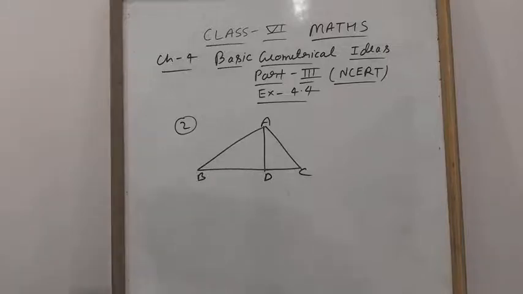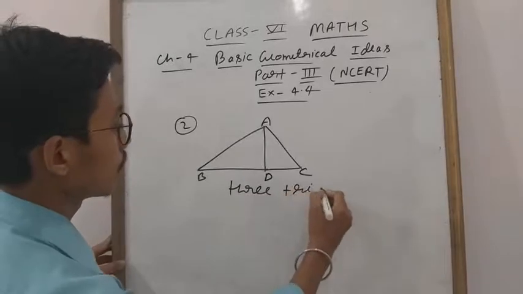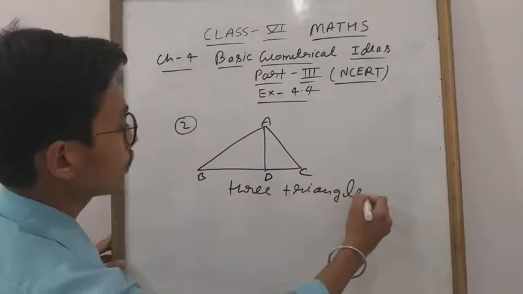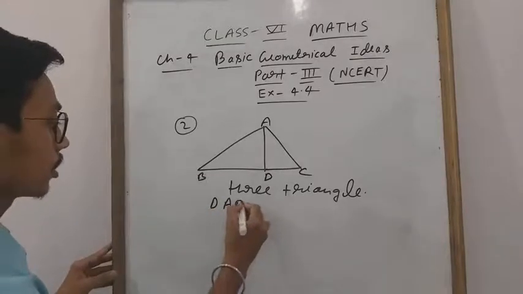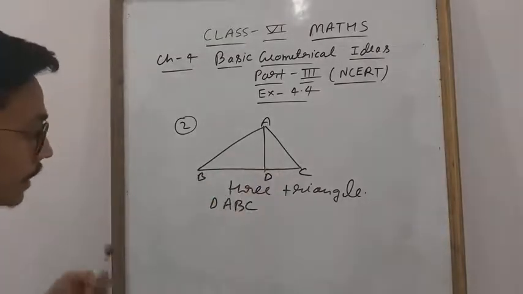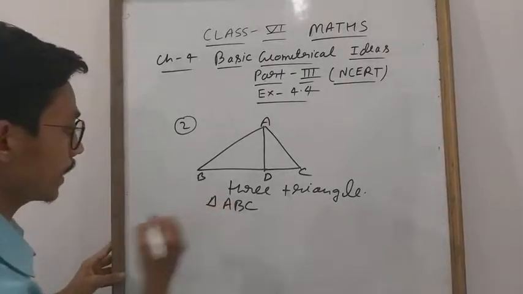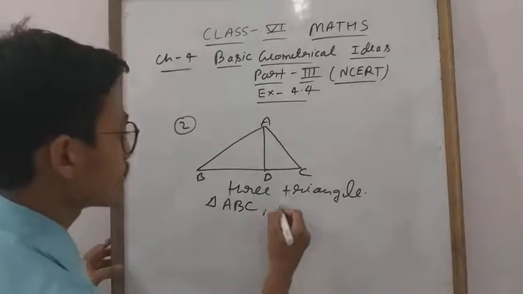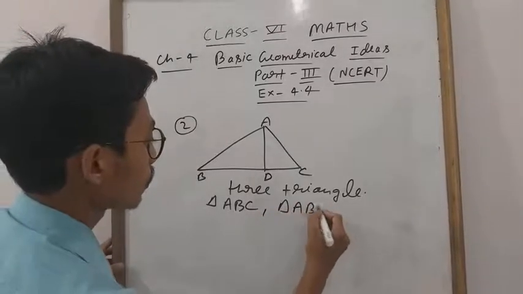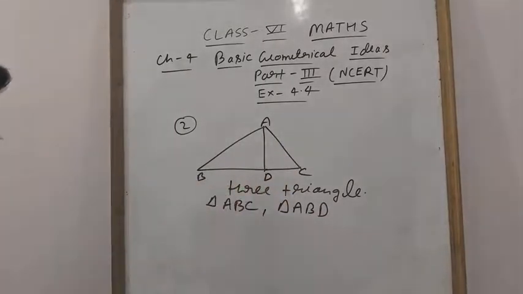Clear everyone? So 3 triangles. Only 3 triangles are asked, so you will write only 3 triangles. Clear? So first I am going to write triangle A B C. See, triangle A B C is a triangle. This is triangle ABC. Clear? Next you can write down triangle A B D. You can write down triangle A B C, triangle A B D. Clear everyone? This is a closed figure.